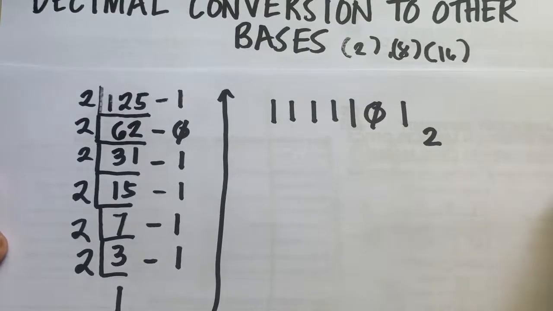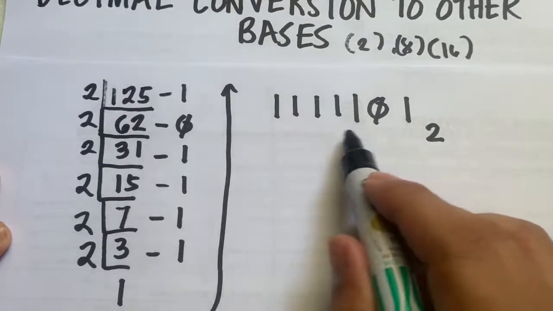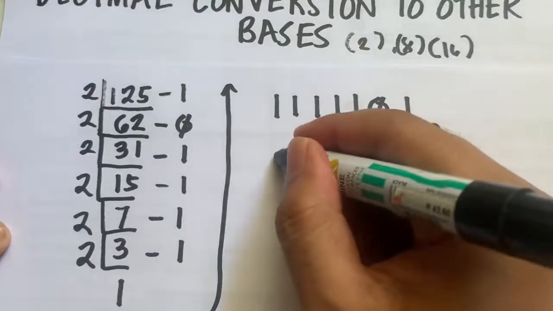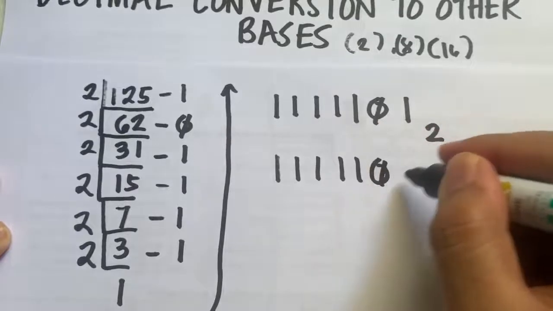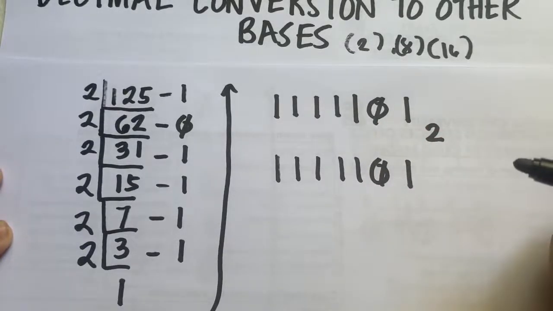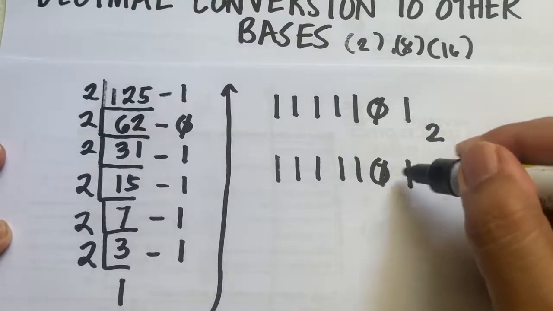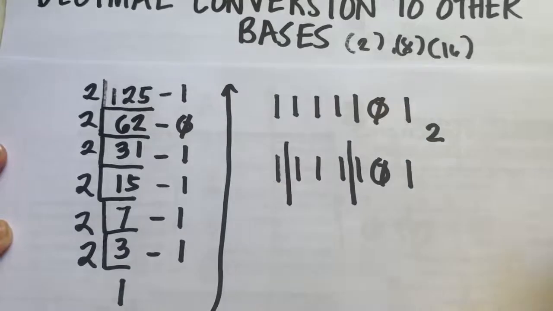So again, to convert it to octal, we are going to use the binary digits. So we rewrite it 1, 1, 1, 1, 1, 0, 1, and then we are going to group this into 3, starting from the right. So we have 1, 0, 1, that is one group, and then 1, 1, 1, that is one group.